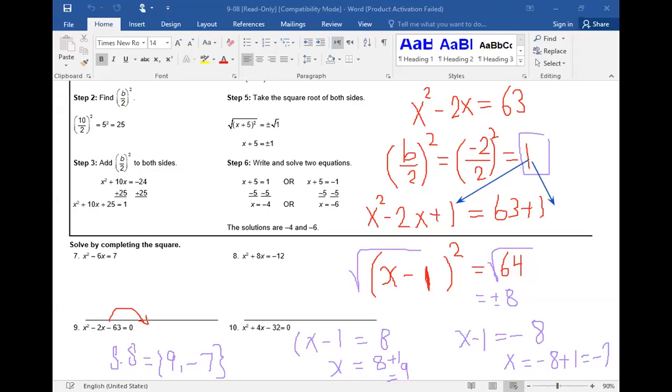So you will find b over 2, and then you are going to add it to both sides, to the left and to the right side. So it will be x to the power of 2 minus 2x plus 1, and the other side is 63 plus 1. So the square root of the first is x, the square root of the last is 1, and here is the square root of 64. So you have x minus 1 equals 8, or x minus 1 equals negative 8. So the answer could be 9 or negative 7.